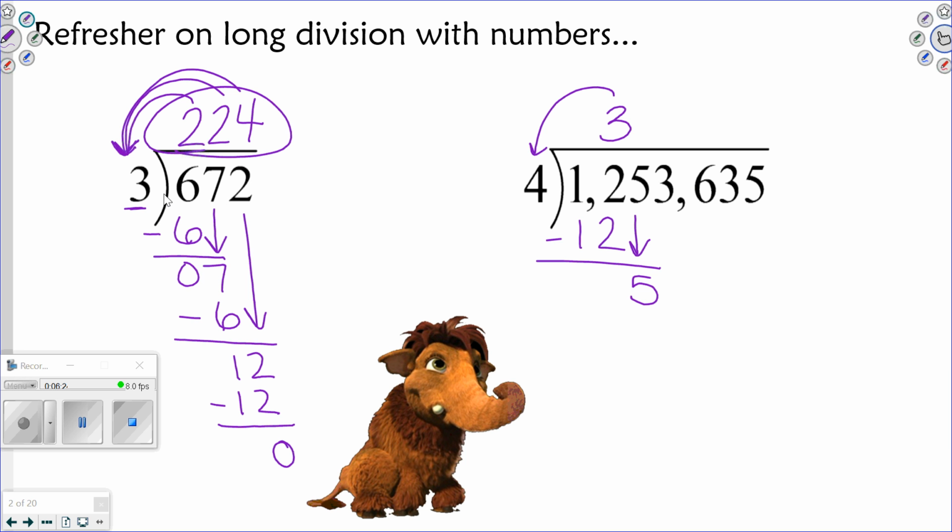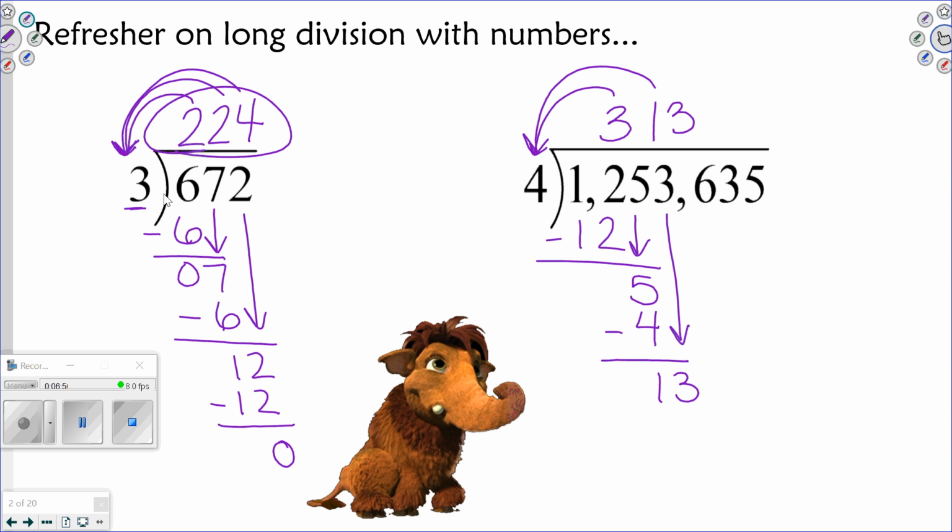The process starts again. Again, I want you to see the process here, okay? So how many times does 4 go into 5? Once. And then you multiply 1 times 4, and then you subtract, and we get 1. Bring down the next number. We start again. How many times does 4 go into 13? 3 times.